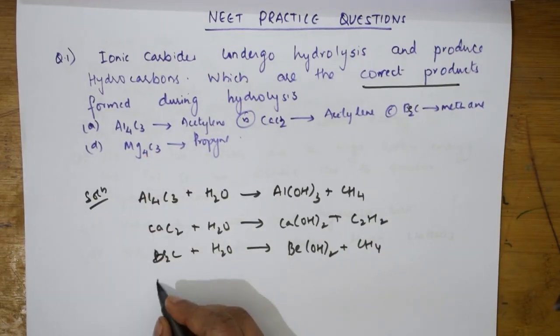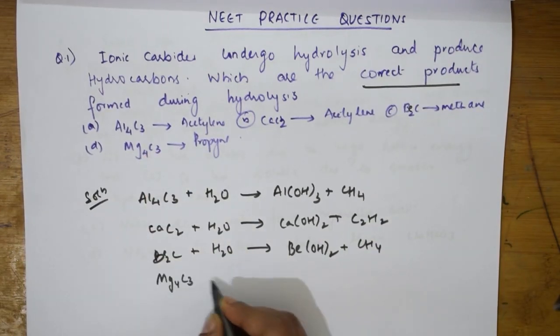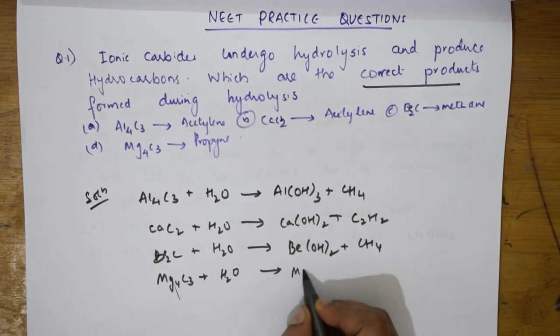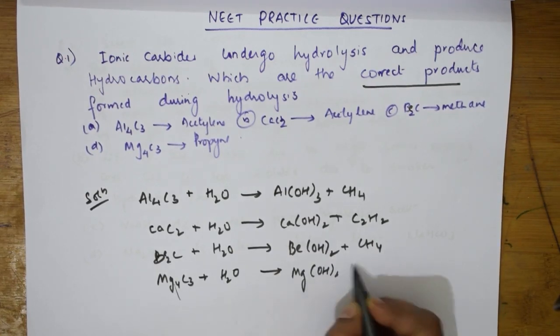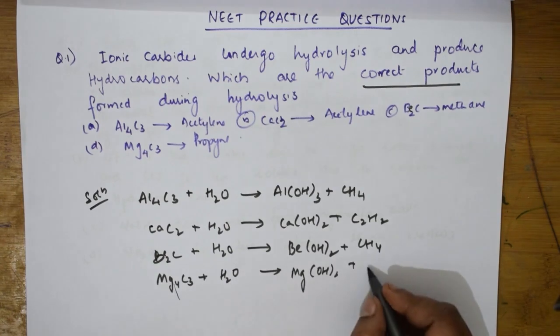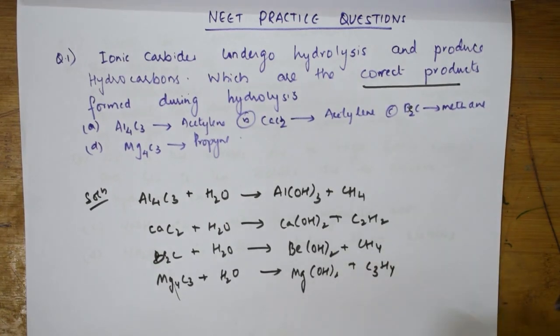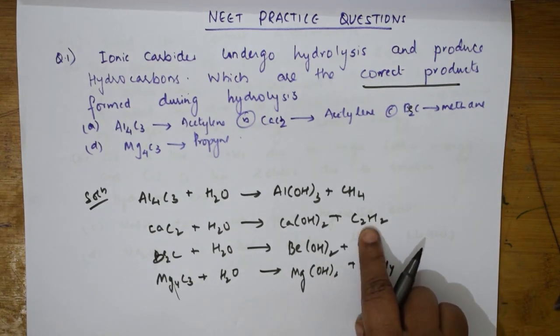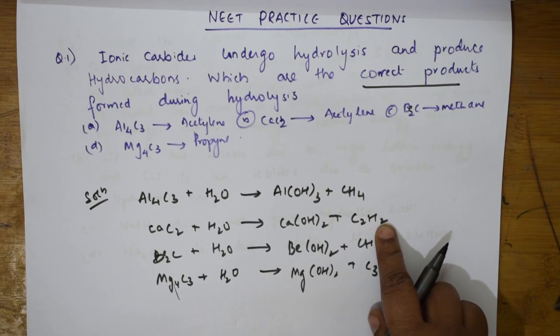The last one, magnesium carbide, Mg2C3, on hydrolysis gives magnesium hydroxide plus C3H4, propyne, right? So now what do they ask? Which is the correct product formed during hydrolysis? When I speak about the correct product, C2H2, acetylene, from calcium carbide is the correct product. This is one option.